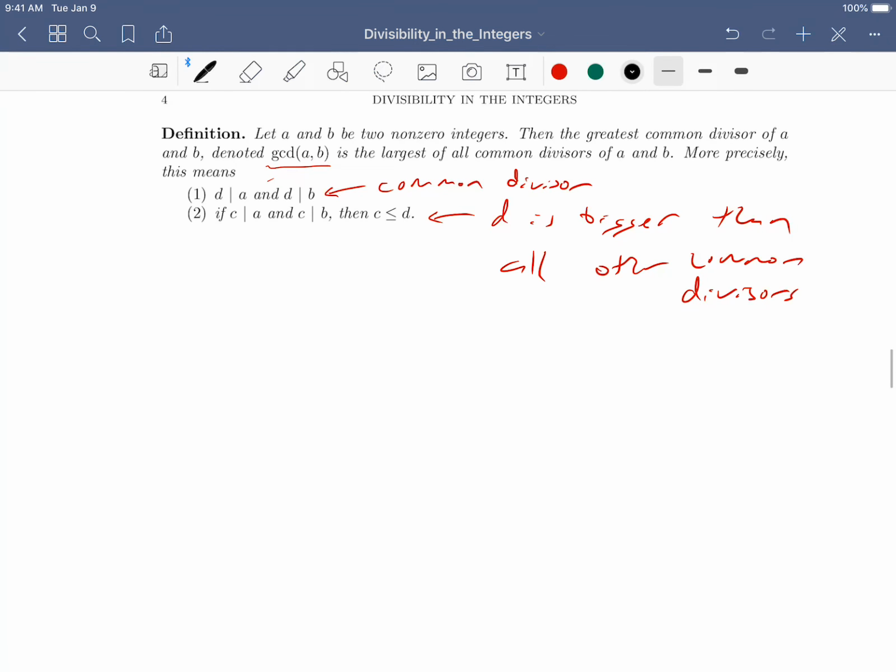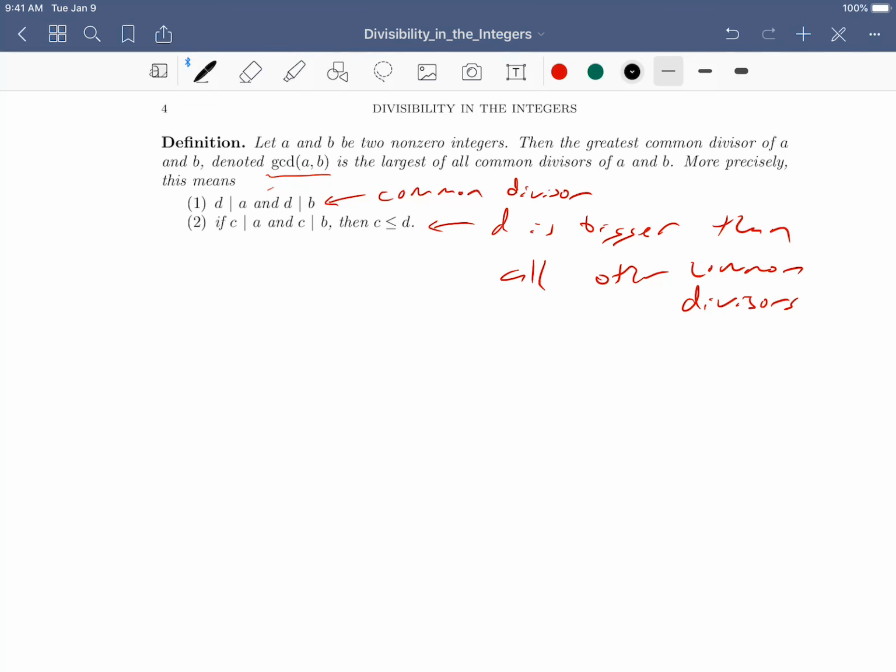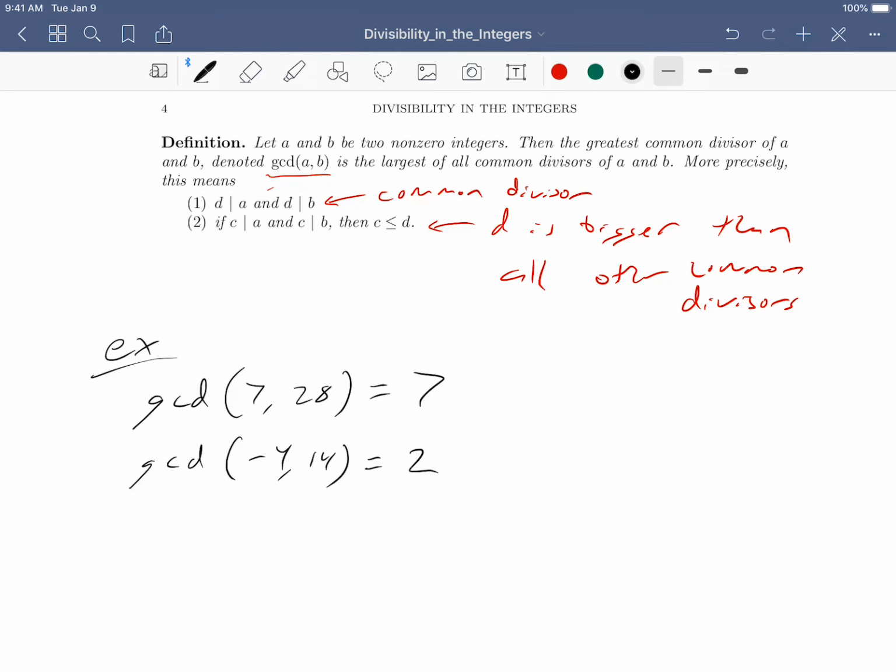Okay, so let's do a couple of examples of the greatest common divisor here. The greatest common divisor of 7 and 28 is 7. The greatest common divisor of negative 4 and 14: I need a common divisor, and I need it to be the biggest, which means here that's going to be 2. It's positive. The GCD of negative 6 and negative 21 would be 3. Again, it has to be positive. It's the greatest of them all.